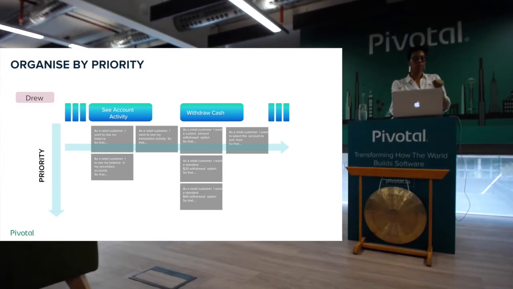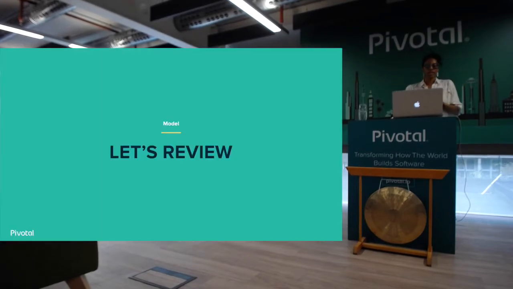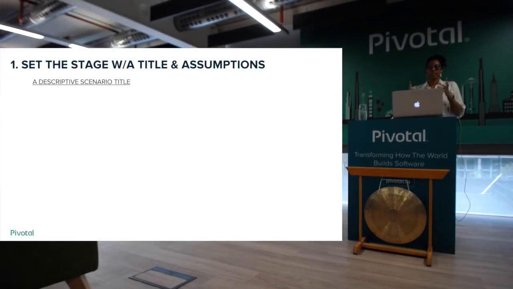So let's review what we just did. The first thing you'll notice is that we set the stage with a title and captured assumptions around our scenario. So we had a descriptive title of what we were trying to achieve, which was getting Drew, our user, to the club.